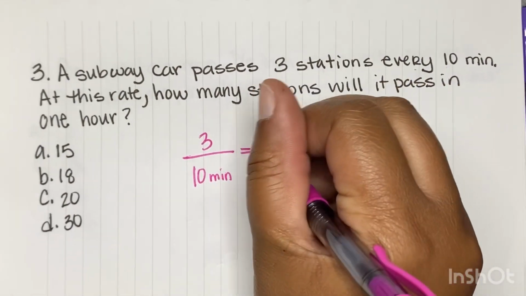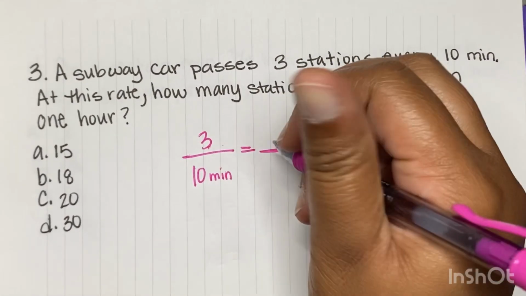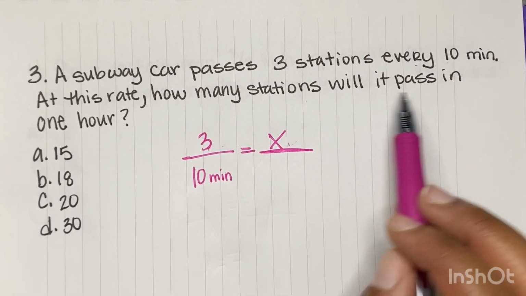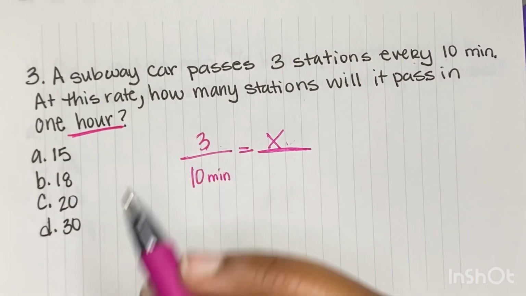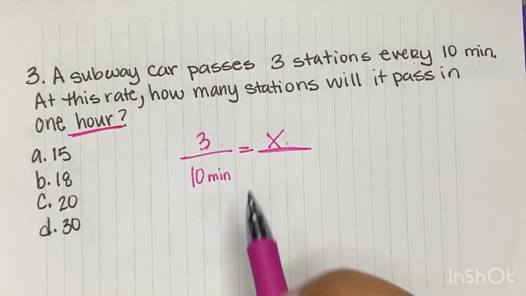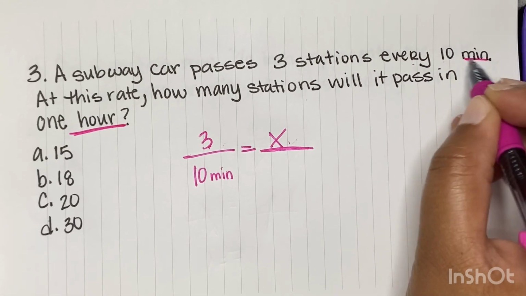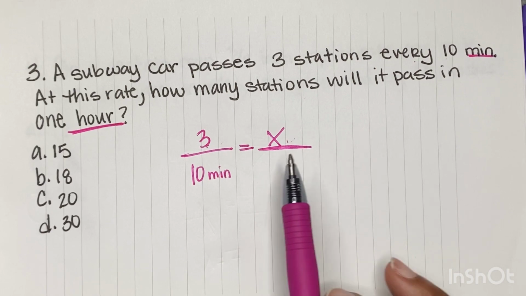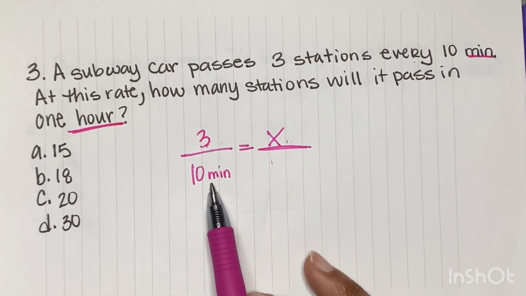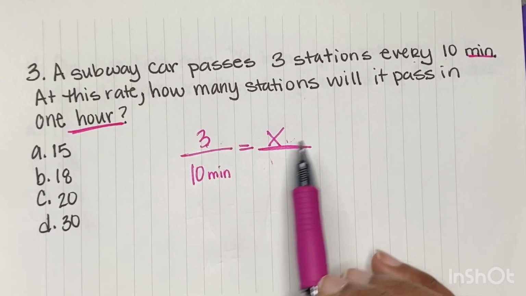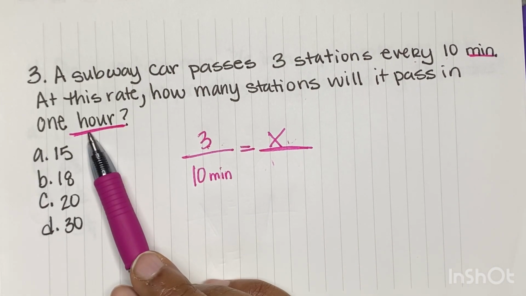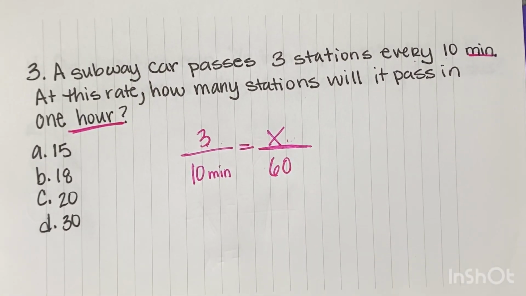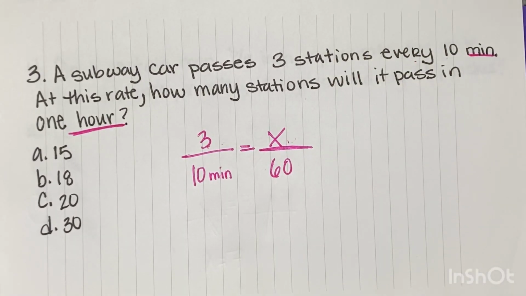How many stations? Well, I put the 3 stations up top, so I'm going to have to put the X up top here because I don't know how many stations. Will it pass in 1 hour? This is where they try to trip you up. See, they gave us the units in minutes. So since we started in minutes, we must come over here and put it in minutes. We cannot just put 1 hour because we have to have the same units. Stations, minutes. So what you have to understand is how many minutes are in an hour. And if you say 60, right on. So now we're gonna cross multiply.